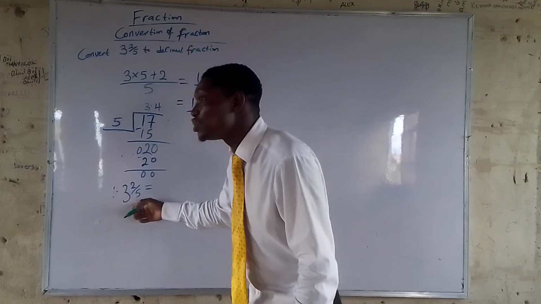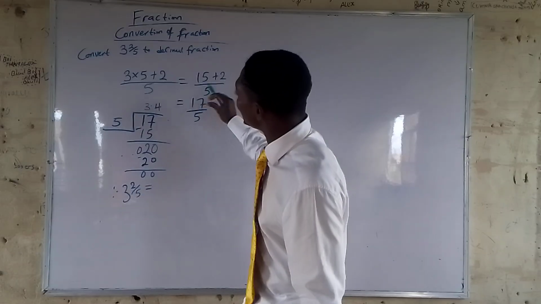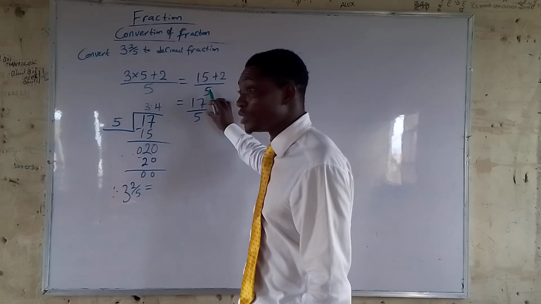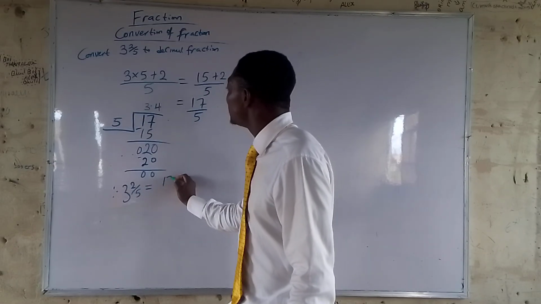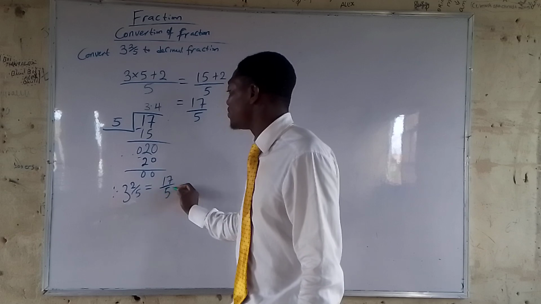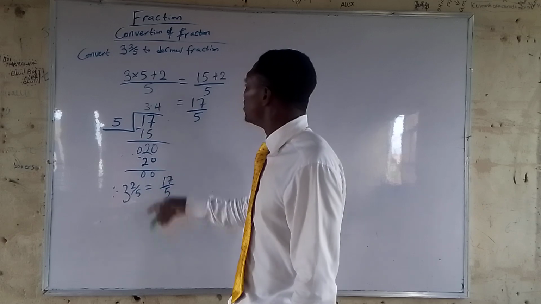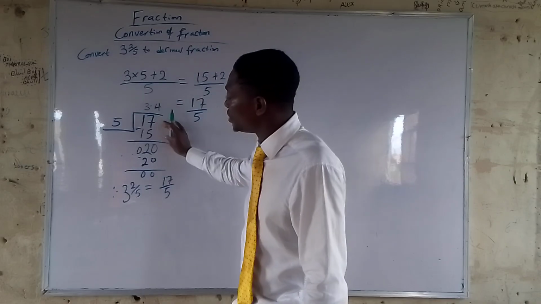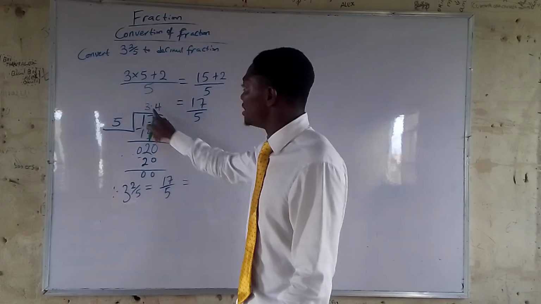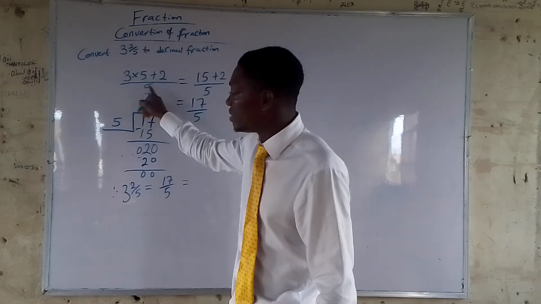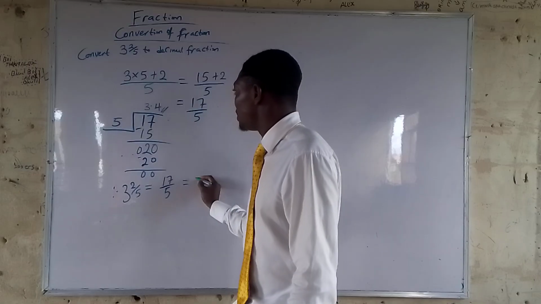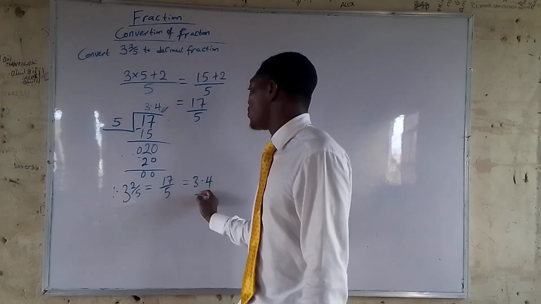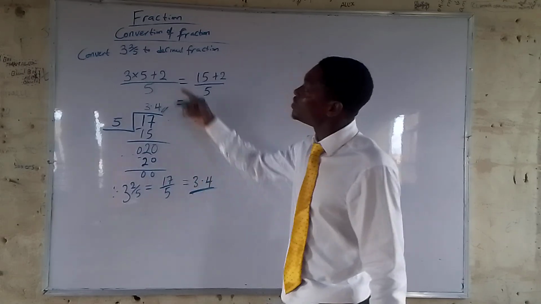So 3 whole number 2 over 5 is the same thing as 17 over 5, which is the improper fraction. But here we have to convert to decimal fraction, and we've done that. It is 3.4. The number at the top is our result, 3.4. And that's the solution to this.